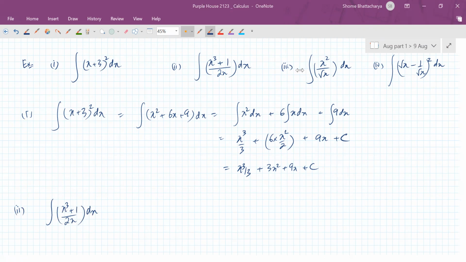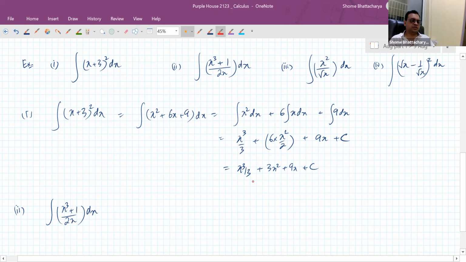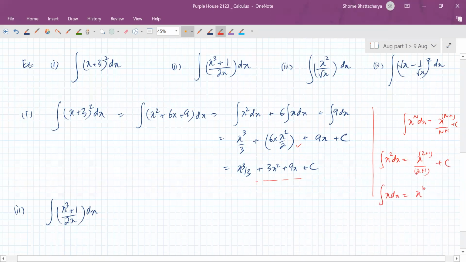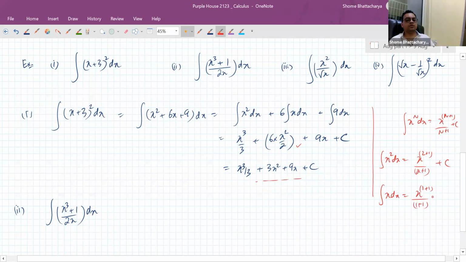Can you please explain the fourth step? The previous one. Here we are using this formula. Integration of x to the power n is x to the power n plus 1 upon n plus 1 plus c. So for example, integration of x square is x to the power 2 plus 1, same formula we had seen in the last lecture. Similarly, integration of x is integration of x to the power 1. Similarly, now 9 dx will become 9x plus c because it's a constant. That is coming from that property.